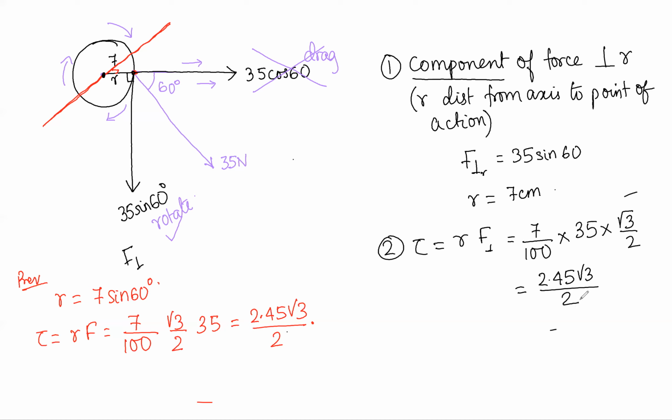Okay, the same answer. So whichever method you follow, your answer is going to be the same. Either you take the perpendicular distance from the axis to the line of action and you take the full value of the force, or you take the distance from the axis to the point of action, which is just R, and then you take the component of the force that is causing rotation. So it's up to you. You take a component of R or you take a component of F, one and the same thing. One thing you must have noticed is that we get a sine function here.